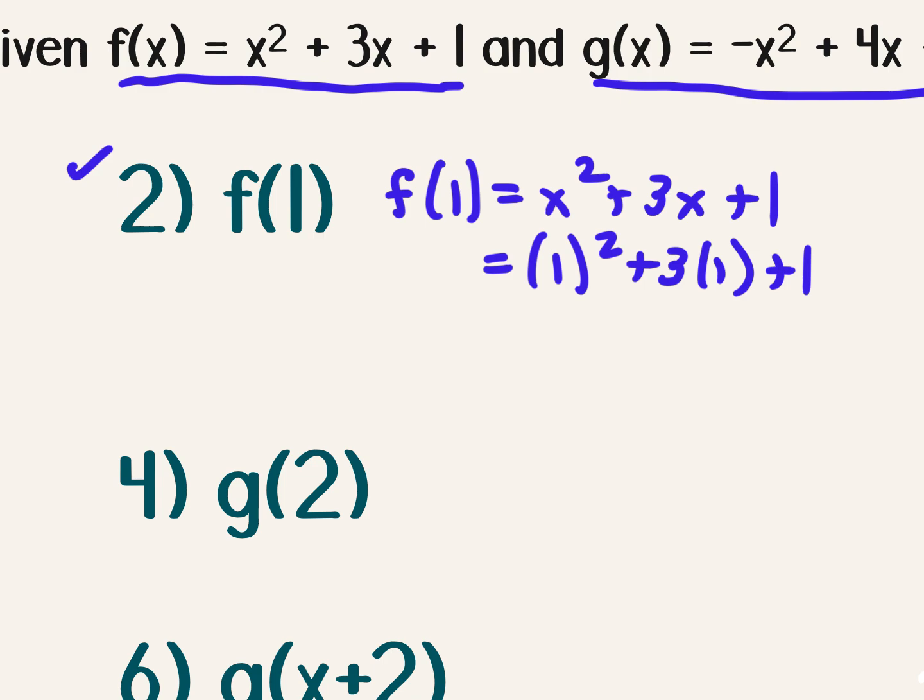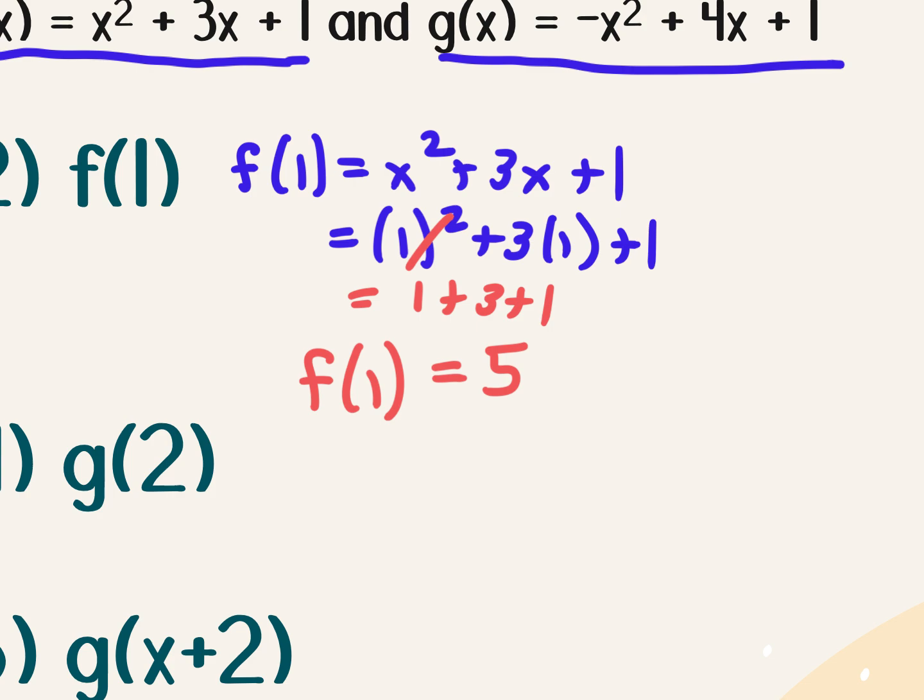Where will you guys make mistakes here? Negative signs, saying 1 squared is 2. The math computation behind this is super easy, guys. What's 1 squared? So 1 plus 3 plus 1. 5. So you would answer and you would say f of 1. When I plug in 1 for x, what value do I get out? 5.